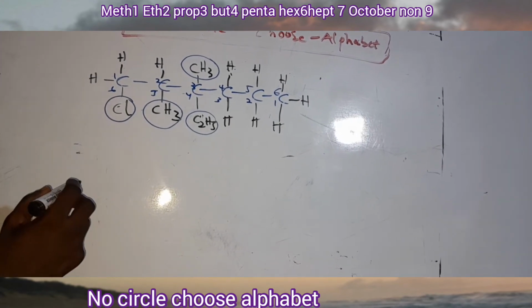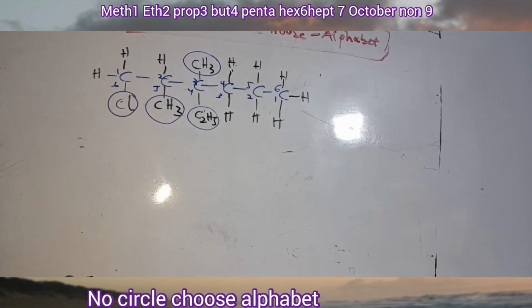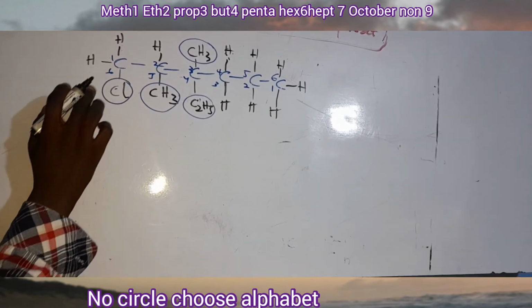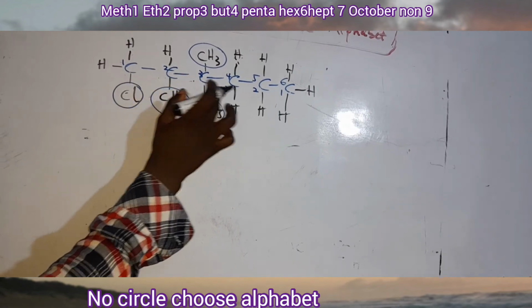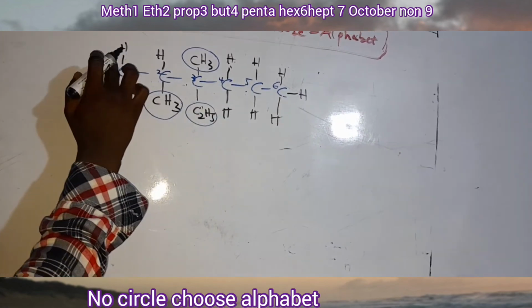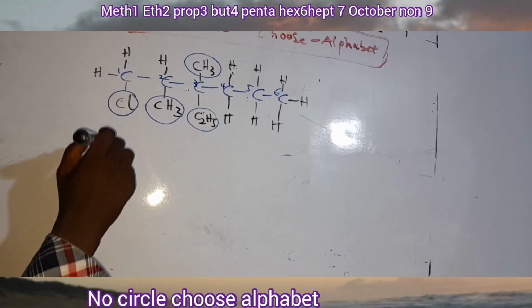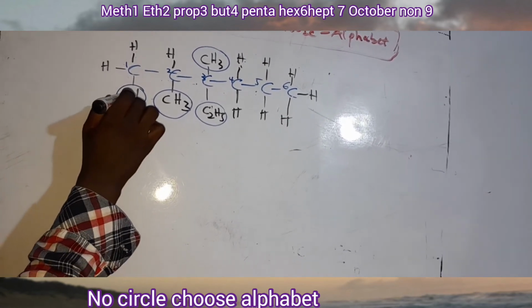So chlorine now has to choose between 1 and 6. Which of them will chlorine choose? Chlorine will definitely choose 1 because 1 is the smallest. We always want to choose the smallest number. So I'm going to claim this one, the down one, because the top one for chlorine is the smallest. Now let's name this compound.